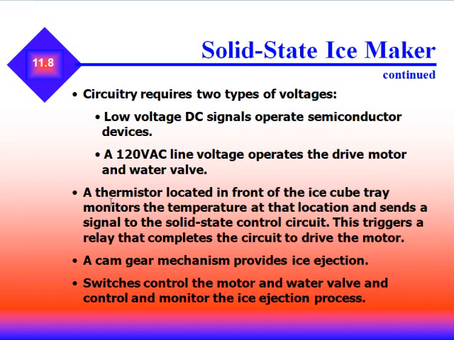The circuit requires two types of voltages. Low voltage DC circuits operate the semiconductor devices. A 120 volt line circuit operates the drive motor and the water valve. A thermistor is located in front of the ice tray, monitors the temperature at that location, and sends a signal to the solid state control circuit. This triggers a relay that completes the circuit to drive the motor. A cam gear mechanism provides ice ejection. Switches control the motor and the water valve and control and monitor the ice ejection process.